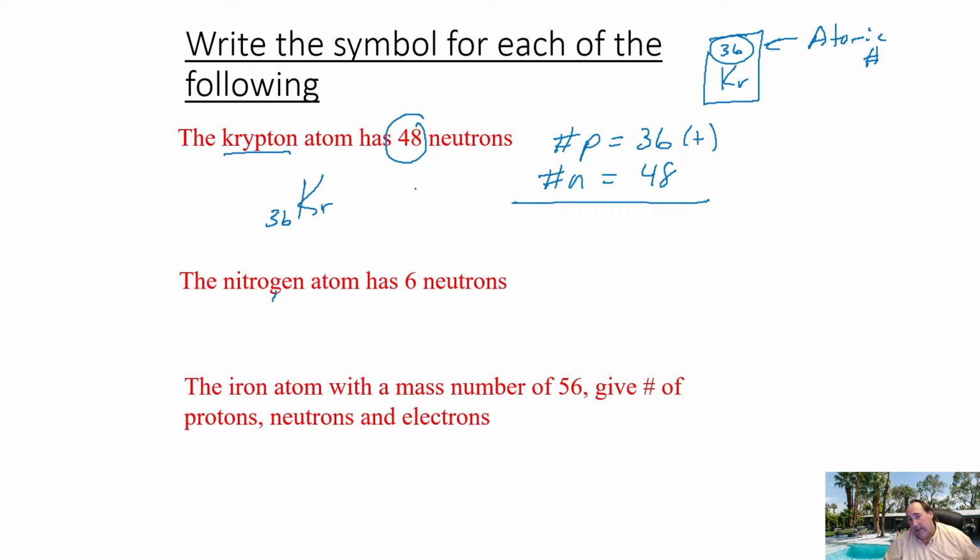And that also means that all we have to do to find the mass number here is add those two together, 36 and 48, which is going to be 84. Our mass number is what I want right there, and that should go top left.